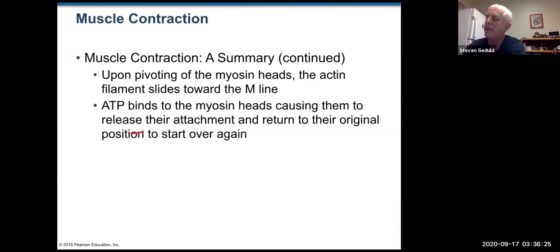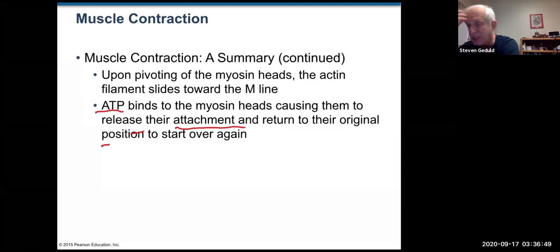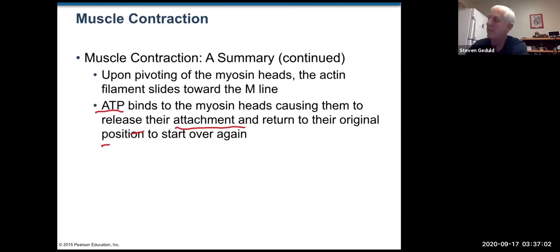Okay. ATP binds to the myosin head and causes them to release their attachment and return to the original position to start to make another cross bridge. So if ATP is not present, the muscle will start to contract and pull, and will have no way for the myosin head to release the actin. Okay, so when ATP gets used up, like I said, when you die, muscles go through rigor mortis. They contract and they can't release because the ATP isn't there because you're not producing anymore to allow the myosin to release from the actin.